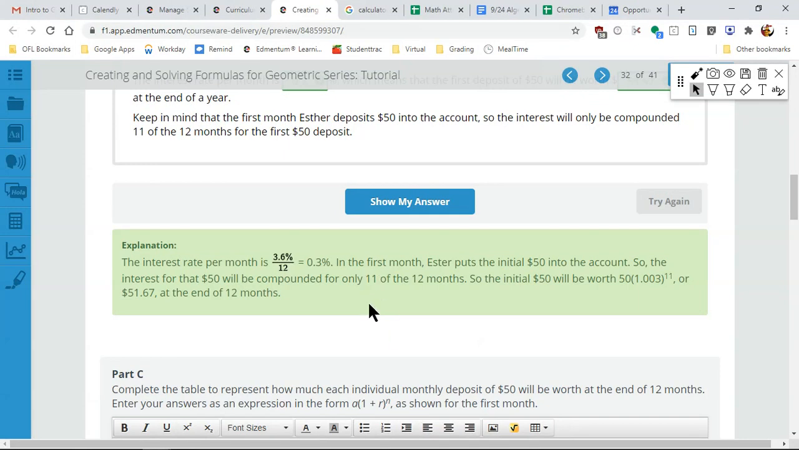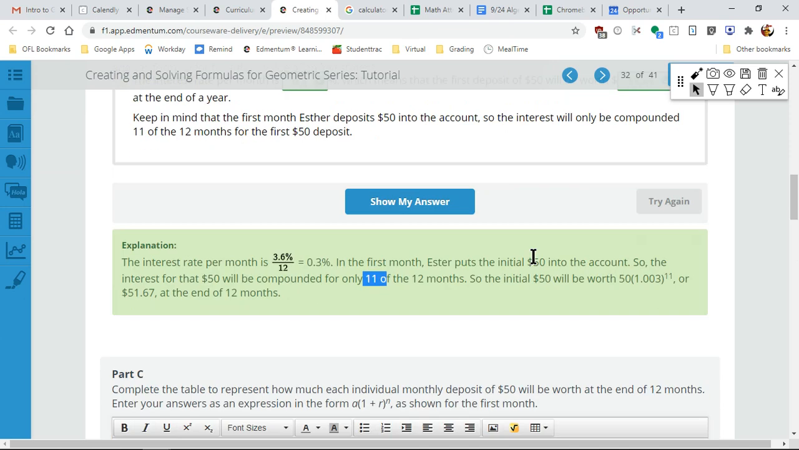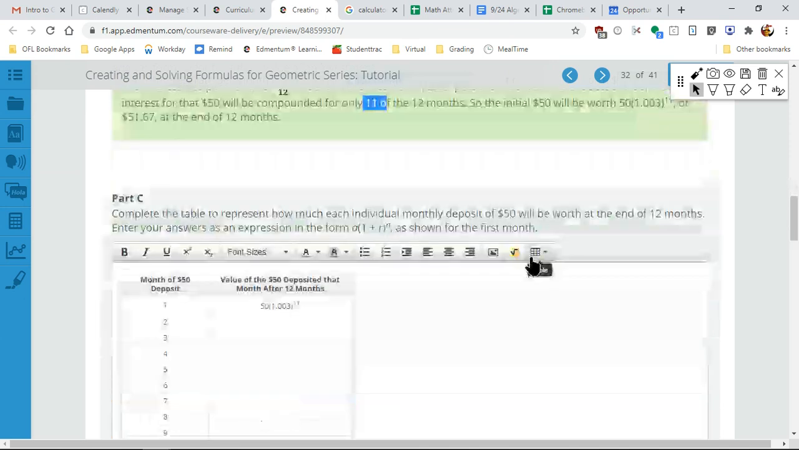Oh, they're mean. We're only doing it for 11 months. So yes, she put money in there the first month, but we're only getting interest for 11 months. So that's Edmentum being Edmentum. But to be fair, they do have a point. You don't get interest for 12 months because the first month you didn't even have the money in the bank. This is where they get you.